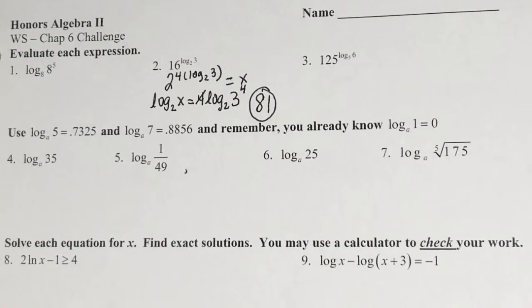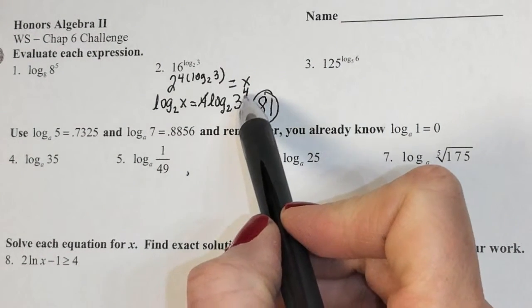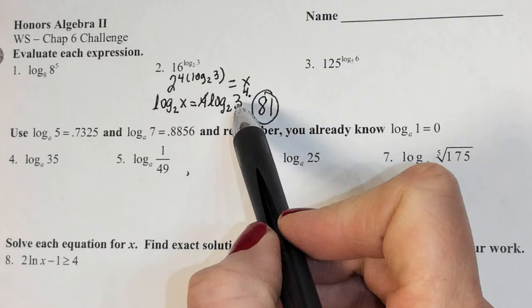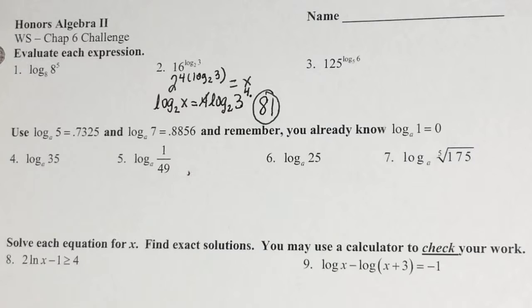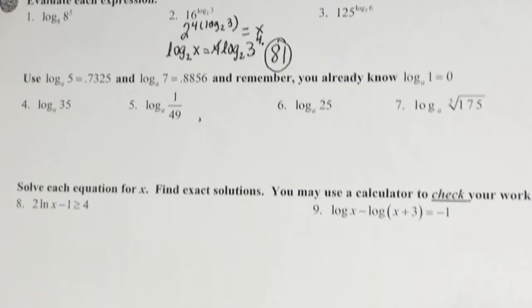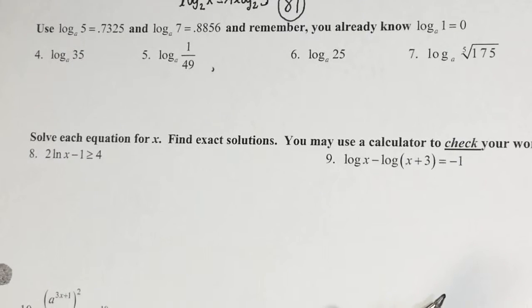Well, I moved the 4 to the exponent. So I have 3 to the 4th. 3 to the 4th is 3 times 3 times 3 times 3. Anybody else? Question? All right, let's do one of these down here now.